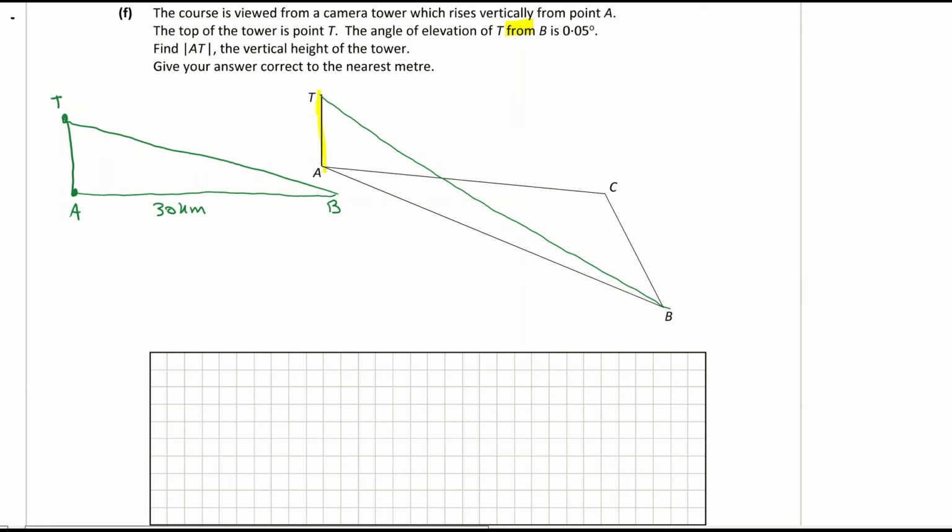We don't know the height of the tower. That's what they're asking us to find, so I'm going to call it X. We don't know anything about T to B, but we know that the angle from B to T is 0.05 degrees. So we have those three pieces of information, and it's a 90 degree triangle.